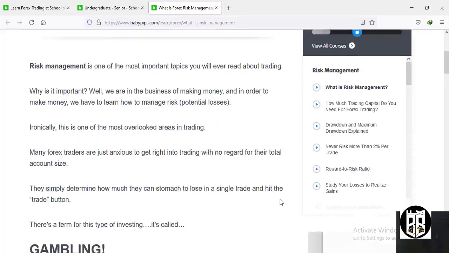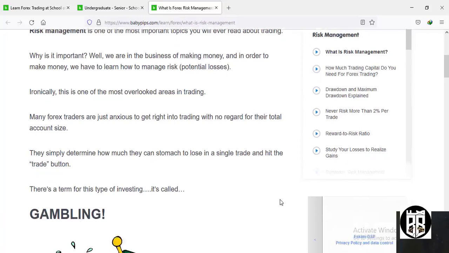If we don't learn how to manage risk or manage our money, we are going to lose the money. Now everybody's in the business of making money, right? So in order to make money, you must learn how to manage your risk. That's why risk management is very, very important, especially in forex trading.